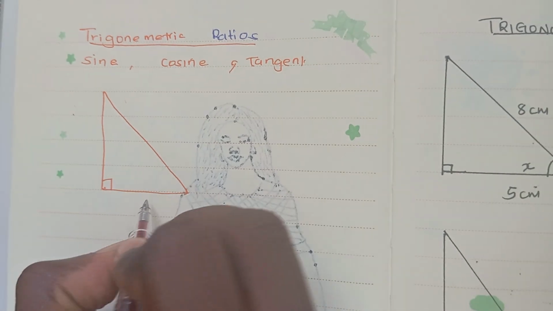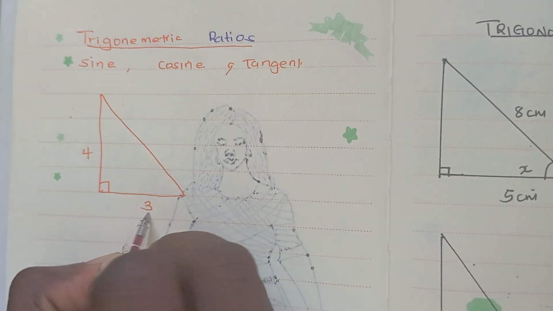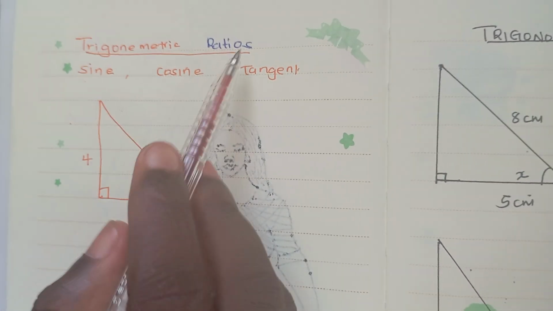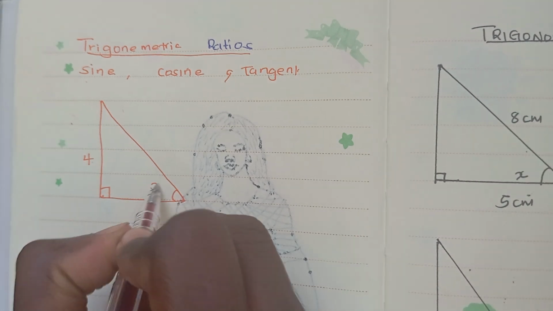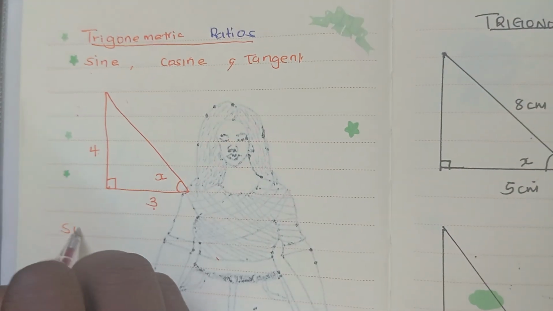Now for instance, let's say we have this side here and this side here. So this is the base and this is the height. Which is the most suitable ratio that you're going to use in order to find this angle x here? There is a short form to remember all this: SOHCAHTOA.